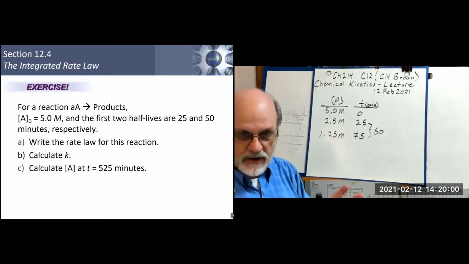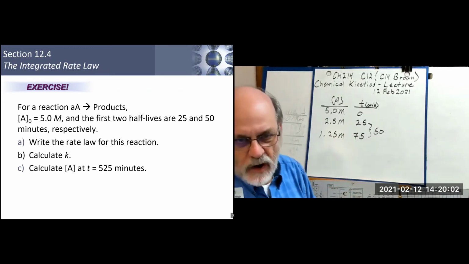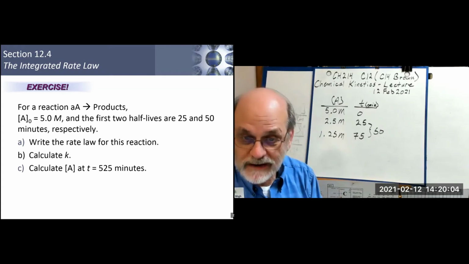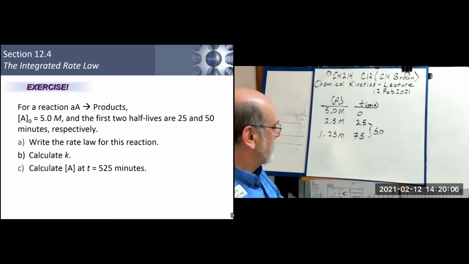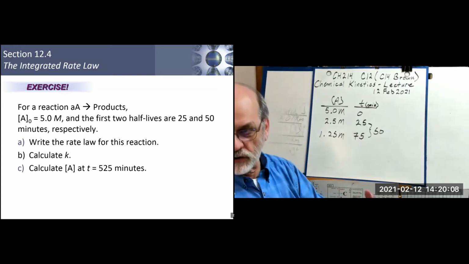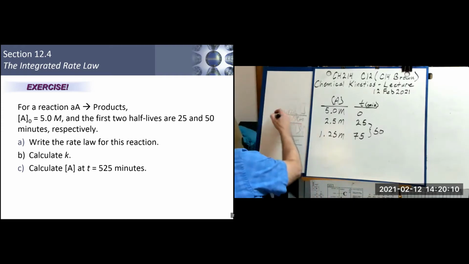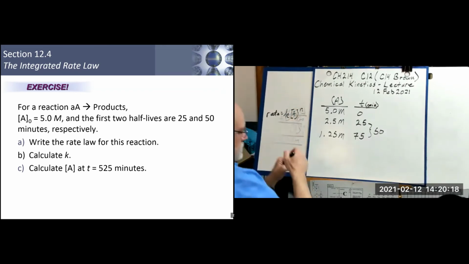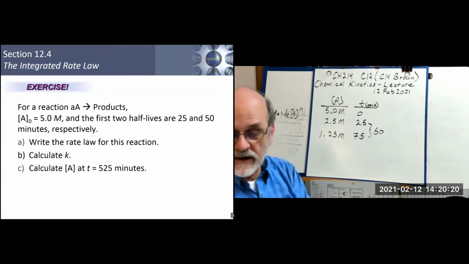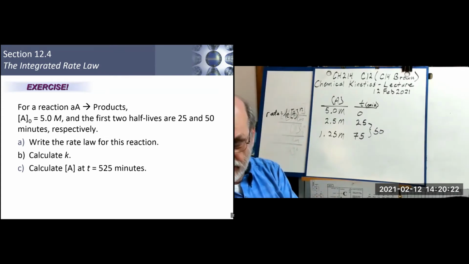Okay, there you go. So we want to write the rate law for this reaction. And you can write a placeholder rate law, which would be the rate equals K times A to the N. We need to know what N is. We need to know what K is. Calculate the K.